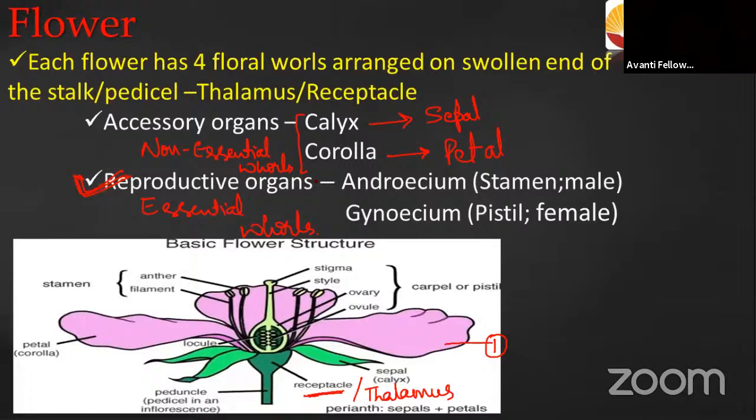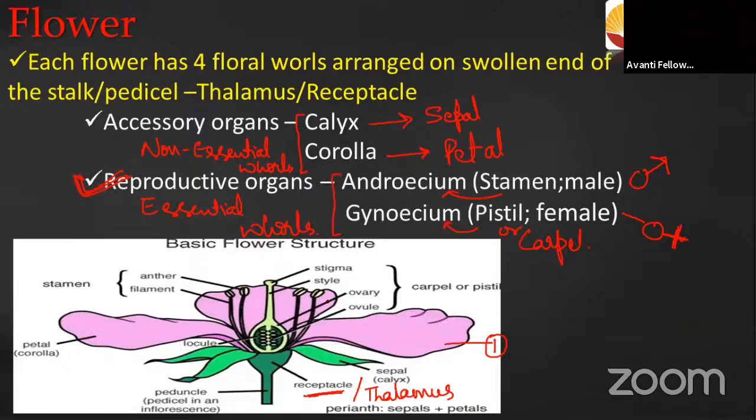So which organs is it carrying? Both male and female. The androecium is the male unit and the gynoecium is the female unit. The stamen is the unit for androecium and the pistil is the unit for gynoecium. Pistil is also called carpel.